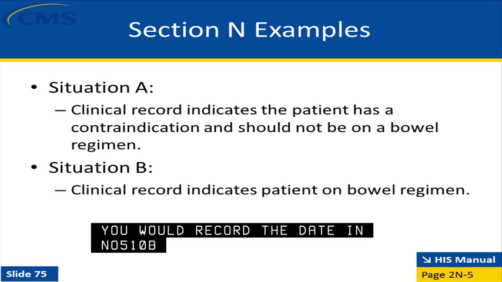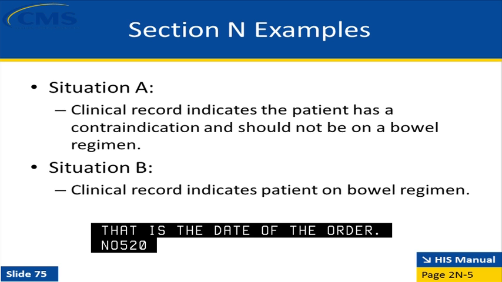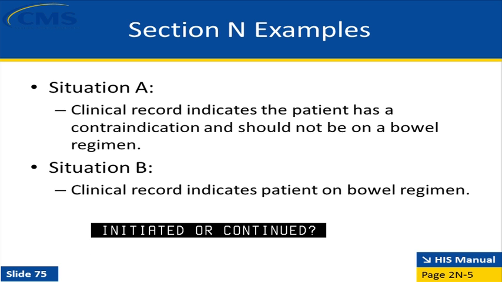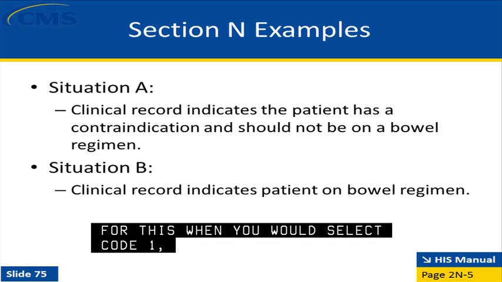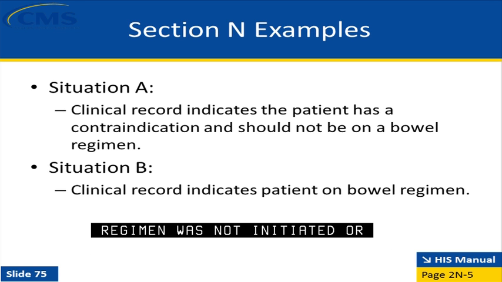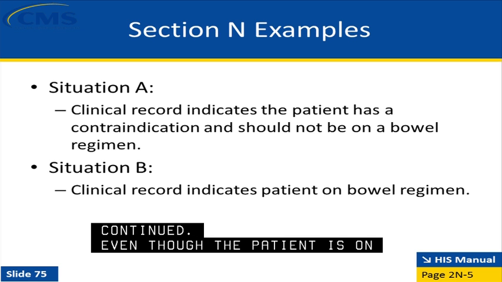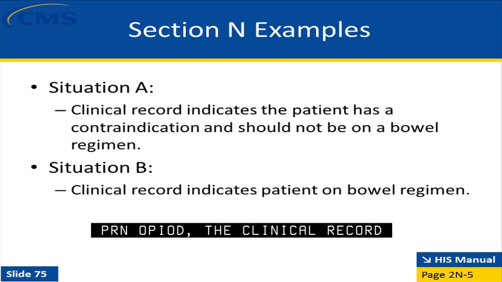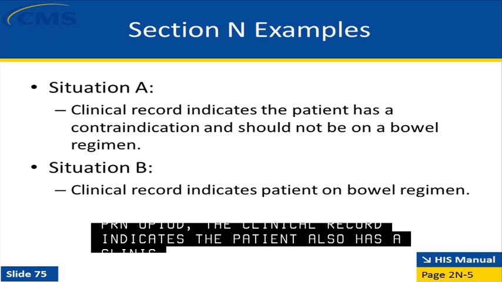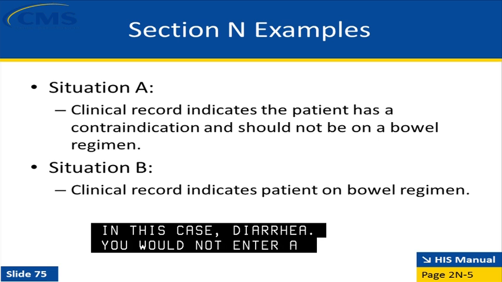In N0520A, was a bowel regimen initiated or continued. And for this one, you would select code 1, no, but there is documentation of why the bowel regimen was not initiated or continued. Because even though the patient is on a PRN opioid, the clinical record indicates that the patient also has a clinical contraindication, in this case, diarrhea. You wouldn't enter a date in N0520B, and you would skip to item Z0400.